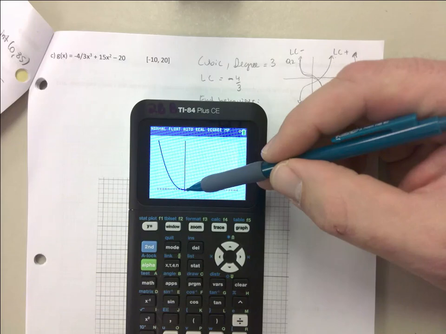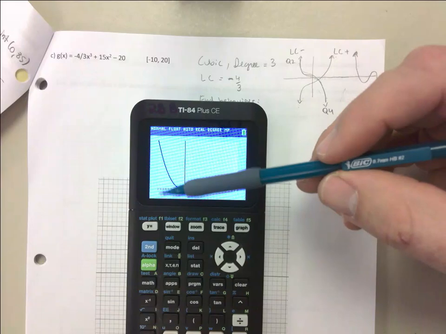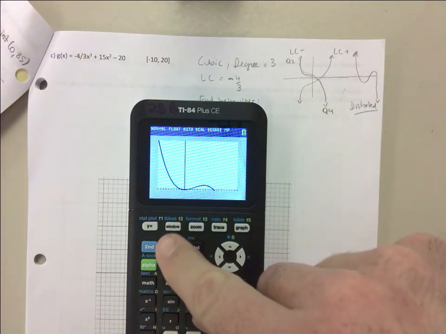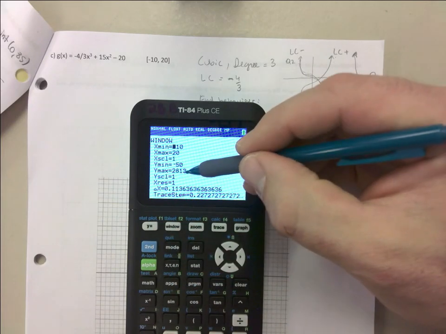I see how it crosses here. I see how it crosses there. Question. Let's go to our window. And so this is where you have to learn to use this wisely. Let's go window. What's my Y max?